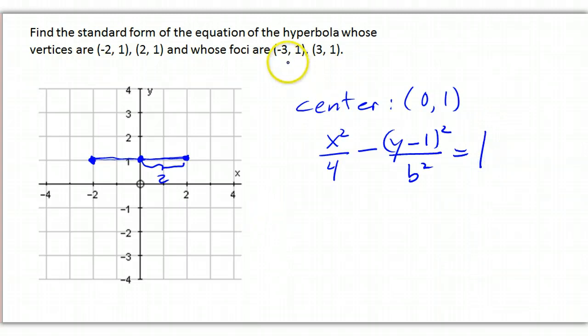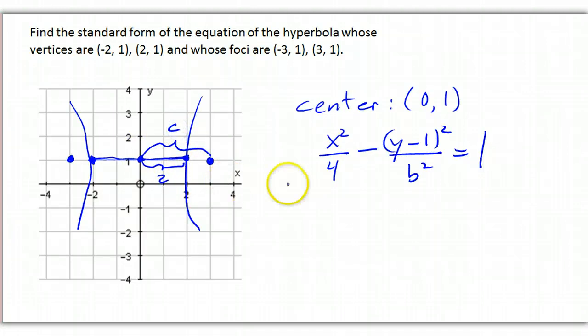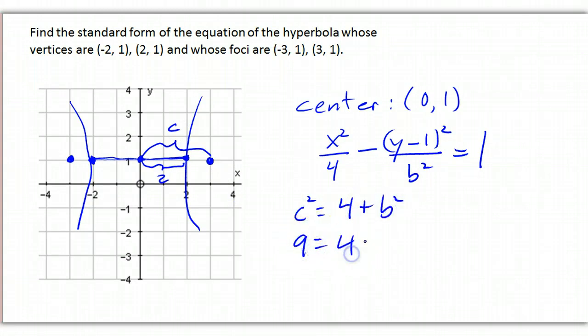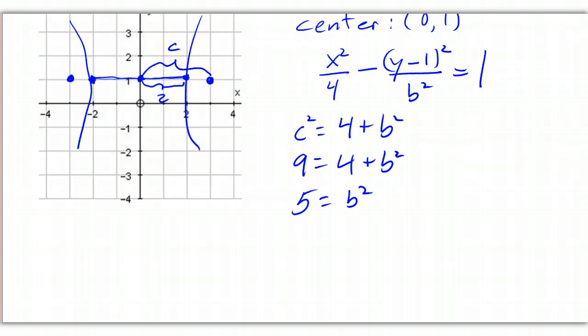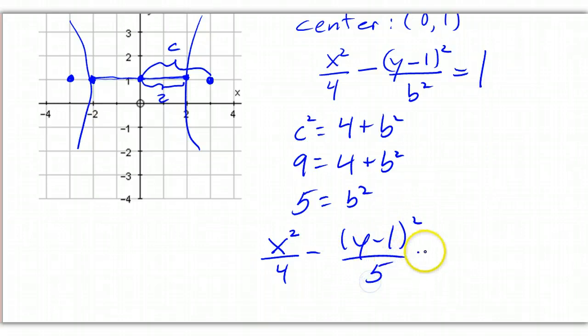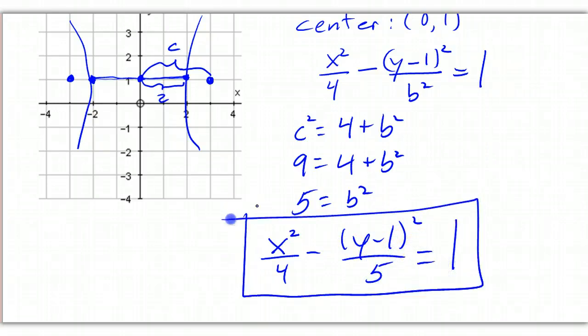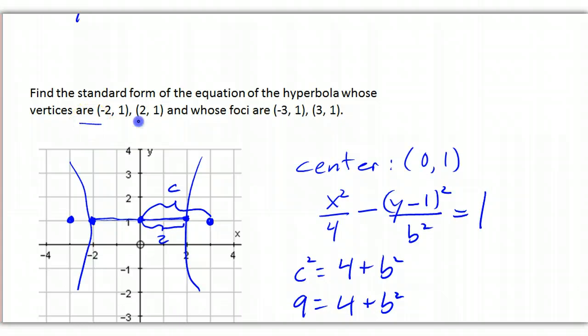How can we get b? Well, the foci are at negative 3, 1. See, our hyperbola is doing this, right? And positive 3, 1, which means that c is 3. So c squared equals a squared plus b squared, which means 9 is 4 plus b squared, which means b squared is 5. And now we're ready to write our equation. X minus 0 squared over 4 minus y minus 1 squared over 5 equals 1. And that equation will draw the hyperbola with those characteristics.